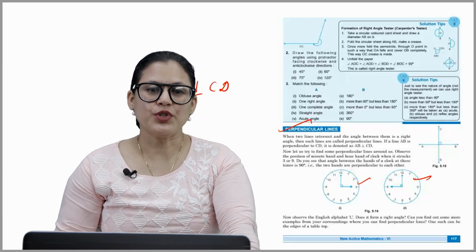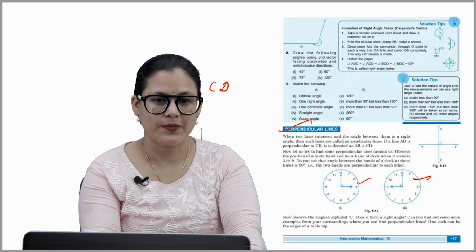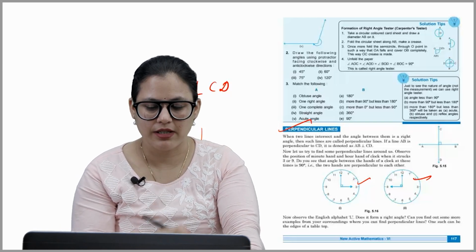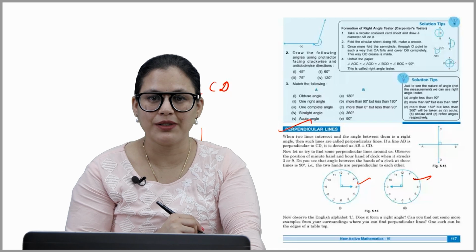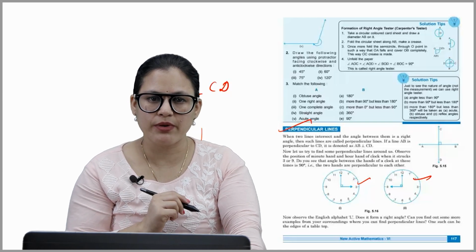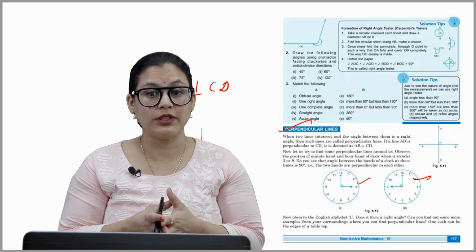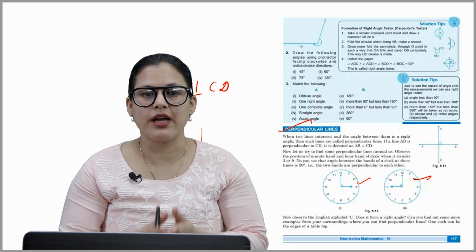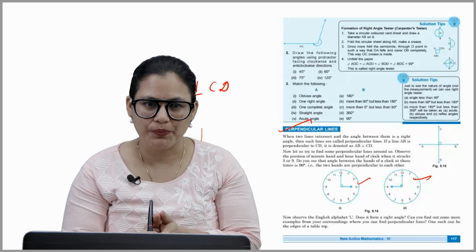Okay. Now observe the English alphabet L. Does it form a right angle? Yes, it's forming a 90 degree angle. Okay. Can you find some more examples from your surroundings where you can find perpendicular lines? One such can be the edges of a tabletop.